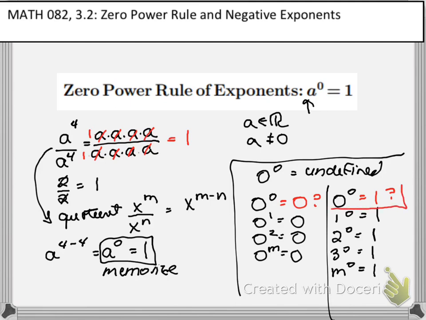So you can see here, there's a bit of a dilemma, right? This pattern suggests that 0 to the 0 power should be 0, whereas this pattern, this rule, suggests that 0 to the 0 power should be 1. So we say that it's undefined. It's not clear whether 0 to the 0 power is either 0 or 1.